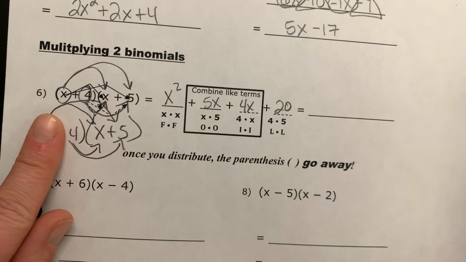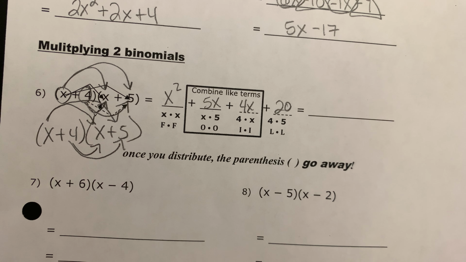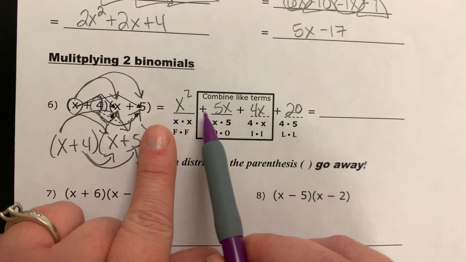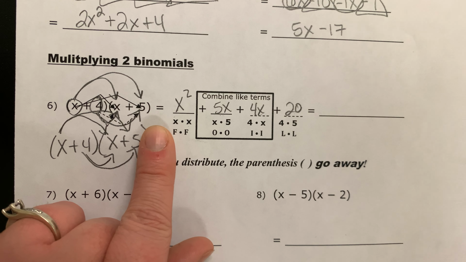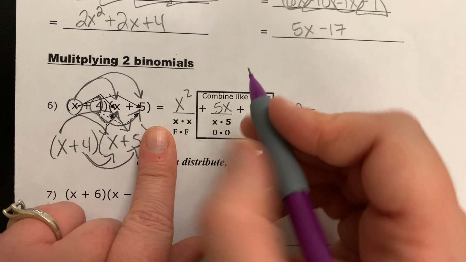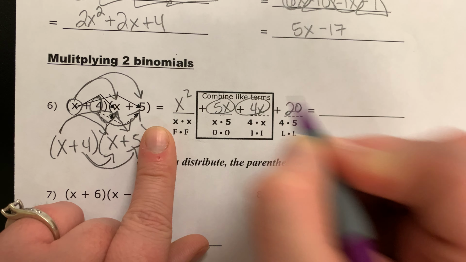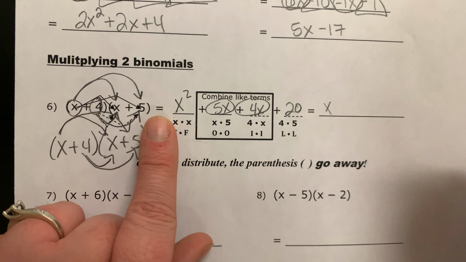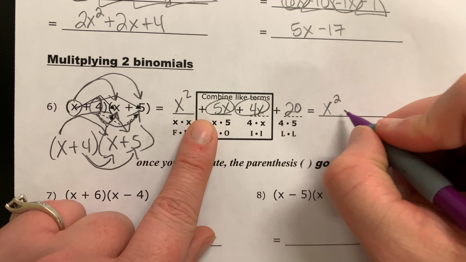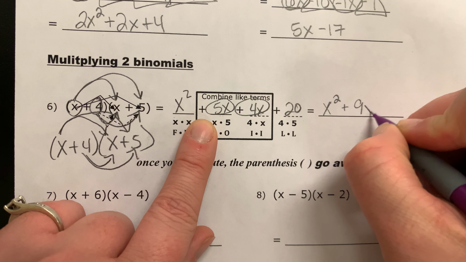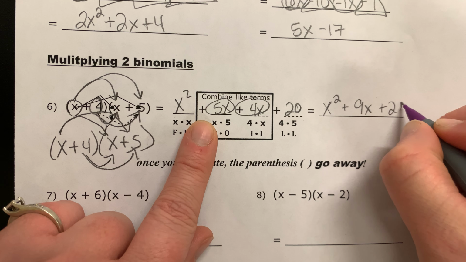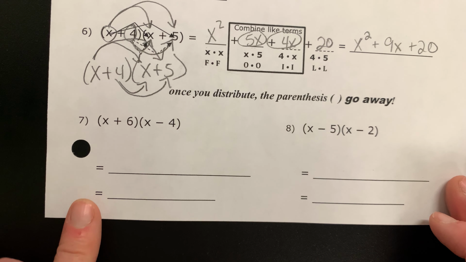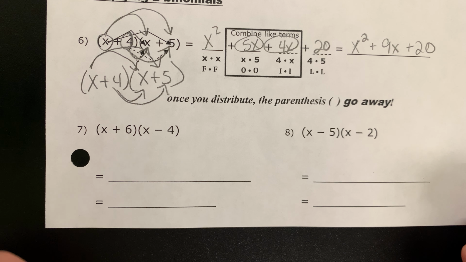This is called double distribution. Okay, so now I have x squared plus 5x plus 4x plus 20. Now I can see that these two are like terms, so I can add them. So my answer is x squared plus 9x plus 20. Okay, so we have double distribution here.